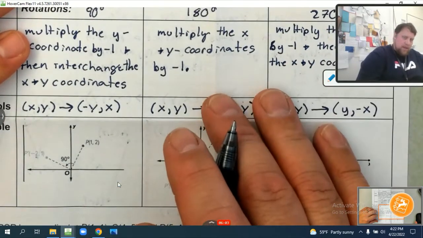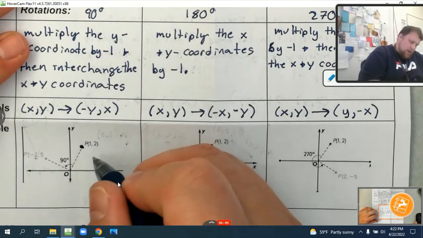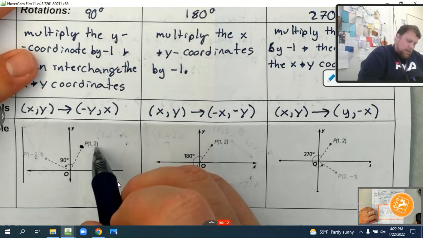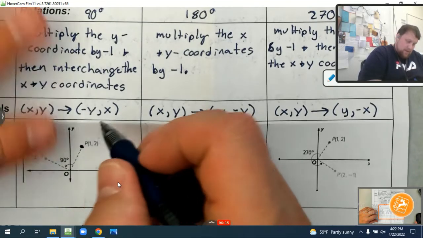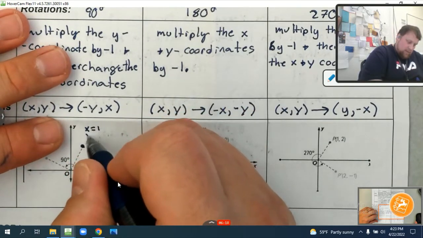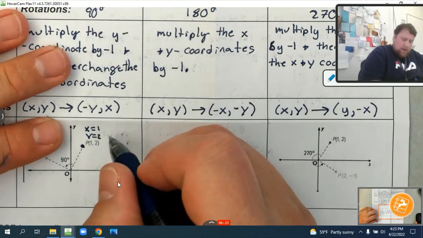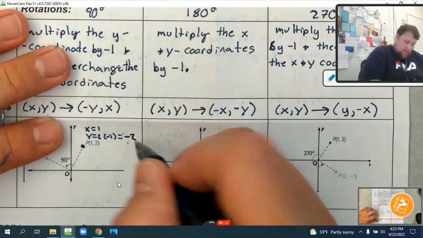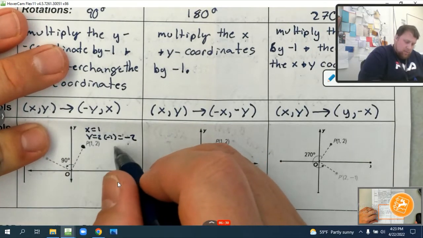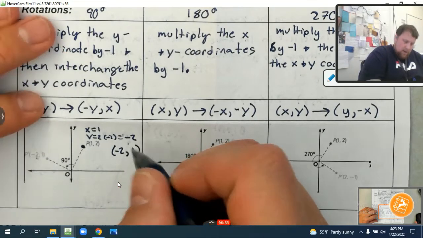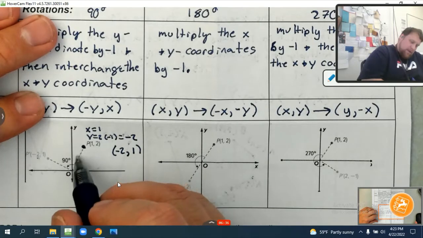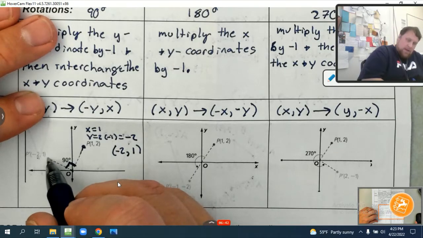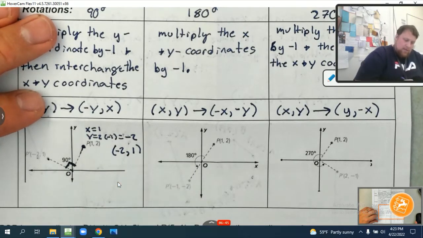So for this first one, for the 90-degree rotation, notice what happened. We started out with the point (1, 2). And what does it tell us to do? It says to multiply the y by negative 1. So if my x is 1 and my y is 2, then I'm going to multiply the y by -1, which is going to equal -2. And then I'm going to interchange the x and the y. So my new point is going to be (-2, 1), which we see over here. And if you take this angle right here between the 2 points from the origin, then that is a 90-degree angle, that point (-2, 1).